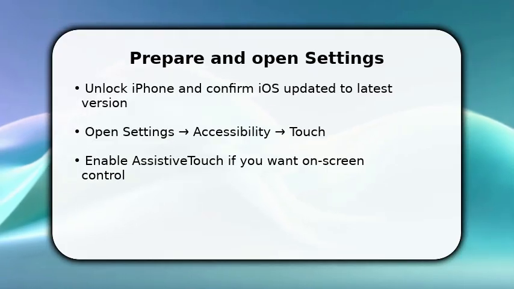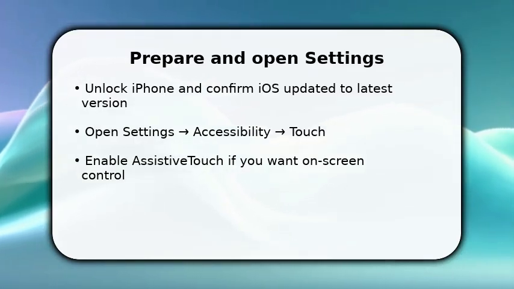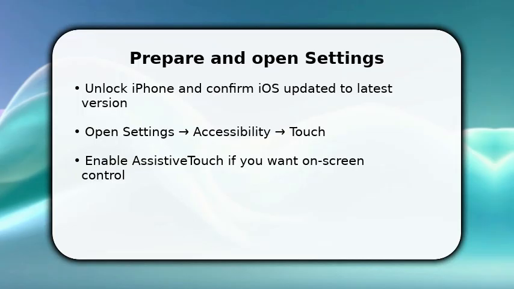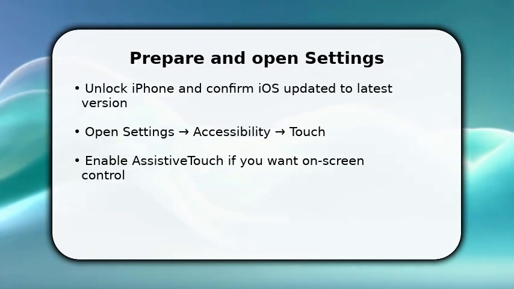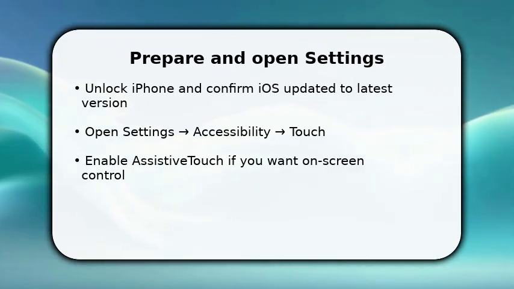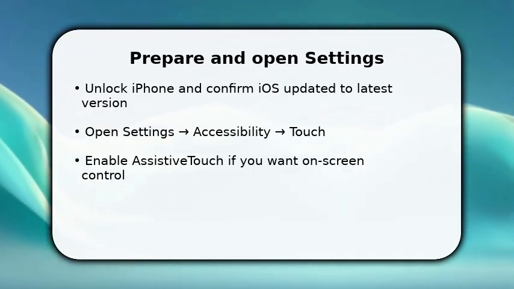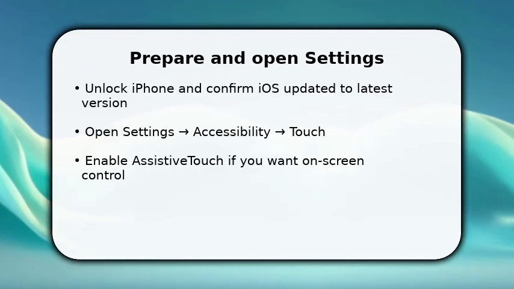You start by preparing the phone, unlock it, and make sure iOS is updated so features behave predictably. Once done, open Settings and go straight to Accessibility, then Touch. Make sure Assistive Touch is off unless you plan to use it for an on-screen shortcut. It's optional. This first step gets you into the location where iPhone's manual brightness lock options and practical workarounds live.